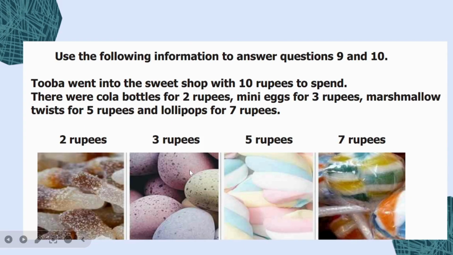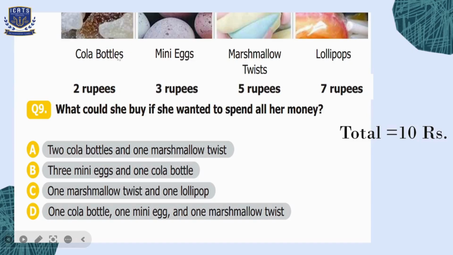Use the following information to answer questions 9 and 10. Tuba went into the sweet shop with 10 rupees to spend. There were cola bottles for 2 rupees, mini eggs for 3 rupees, marshmallow twists for 5 rupees, and lollipops for 7 rupees. The question is, what could she buy if she wanted to spend all her money?